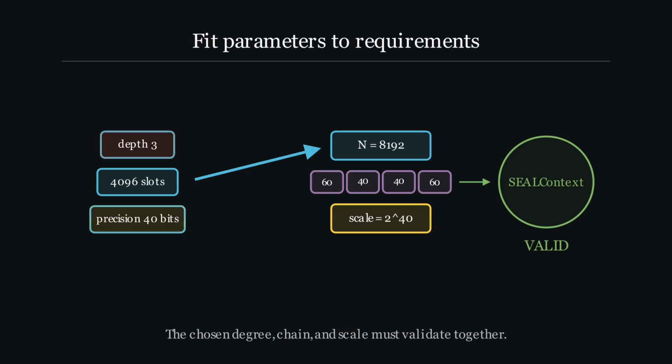This diagram illustrates the reasoning flow, not a universal recommendation. Production systems must use current security guidance, actual workload measurements, and the library's validation rules rather than copying educational numbers without analysis.